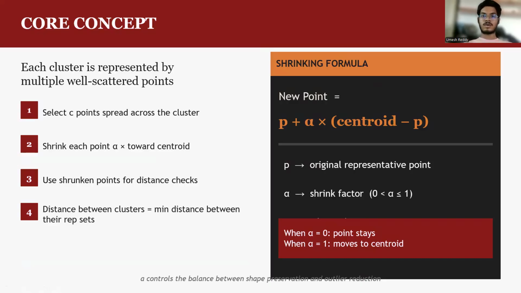Coming to the shrinking formula, the formula for the new point is p plus alpha times (centroid minus p). Here p represents the original representative point and alpha represents the shrink factor, which ranges between 0 and 1. Each cluster is represented by multiple scattered points. First we need to select the C points which spread across the cluster, and shrink each point by alpha towards the centroid, using shrunk points for distance checks. The distance between clusters is equal to the minimum distance between their representative sets.